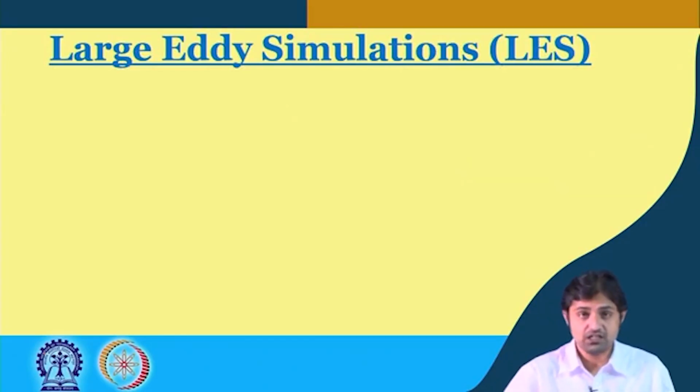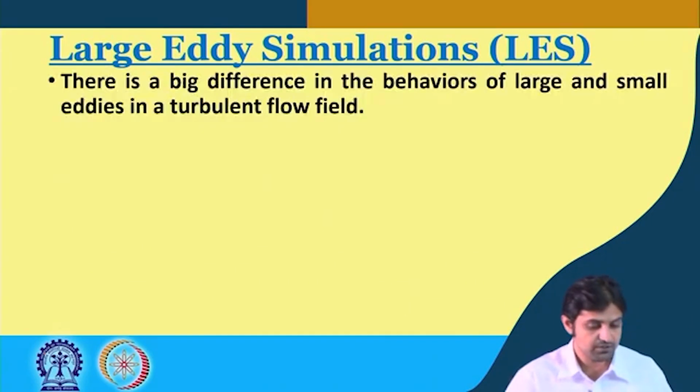Another such technique is called large eddy simulation. See, in the DNS, one important thing to note was that we had the best accuracy, but a lot of computational time is required. LES is sort of a trade-off. In Reynolds averaging, we make many approximations, so the results are not that accurate compared to DNS. But LES is something which is a trade-off between DNS and the Reynolds averaged Navier-Stokes equations.